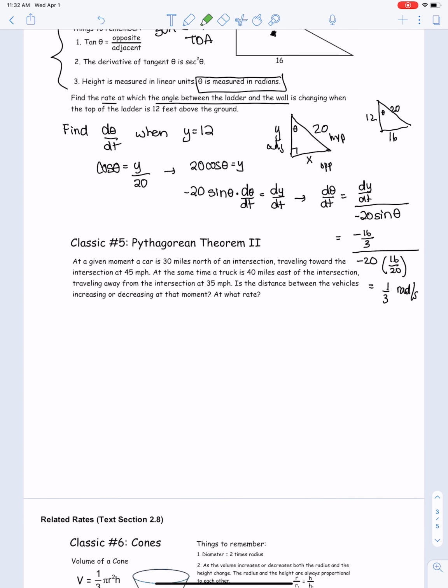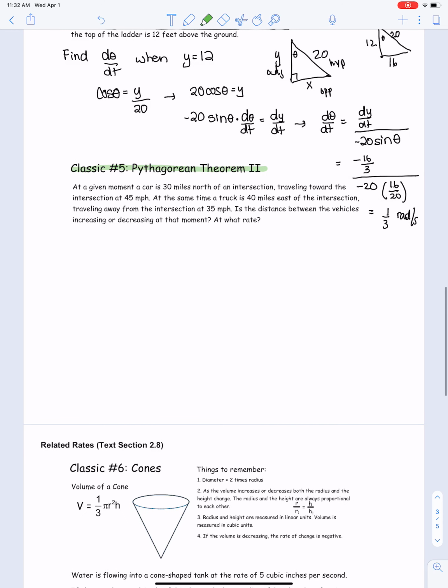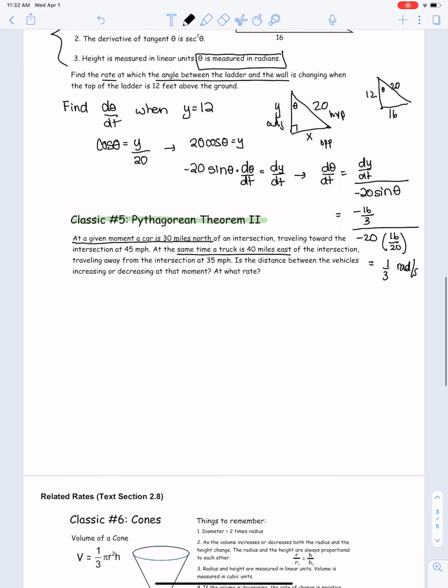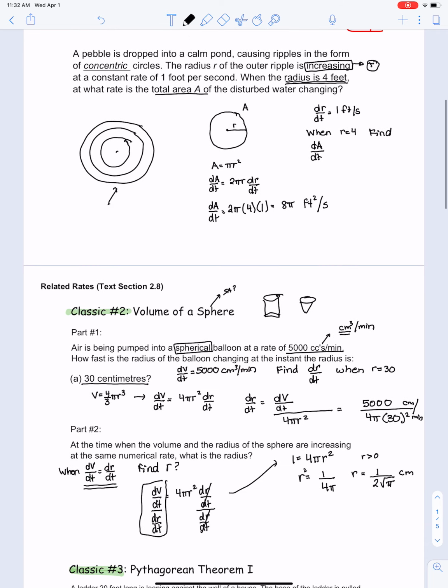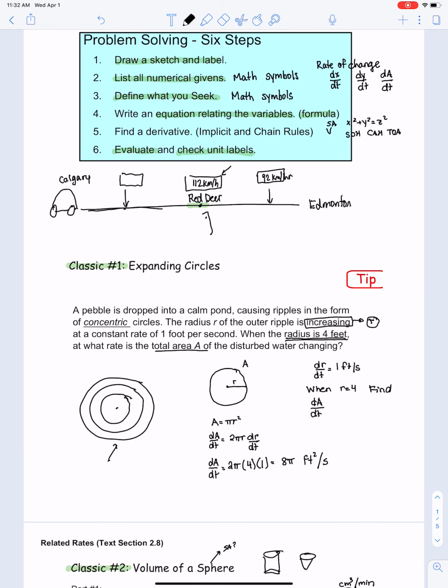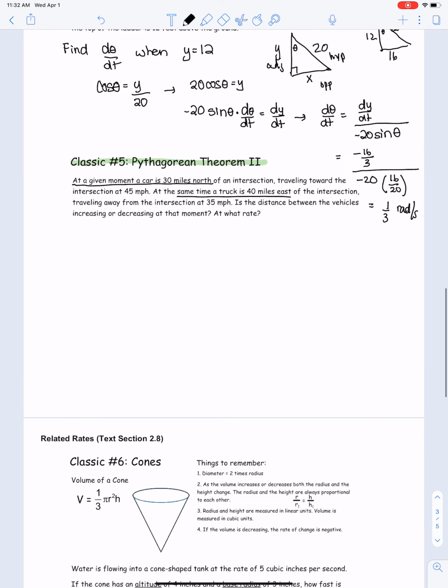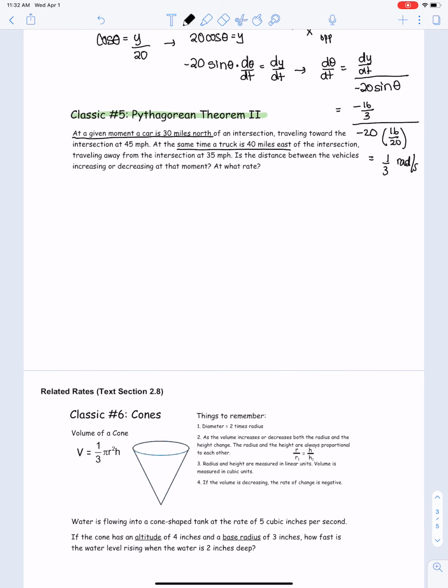The next most popular type of example are these Pythagorean theorem 2, and they start to deal with rates of change in cars and distances away from certain points. So at a given moment, a car is 30 miles north, and at that same given moment, 40 miles east. So that information given is sort of like the information when I hit exactly Red Deer, that's the information I know. So I don't want to represent that information in my diagram.